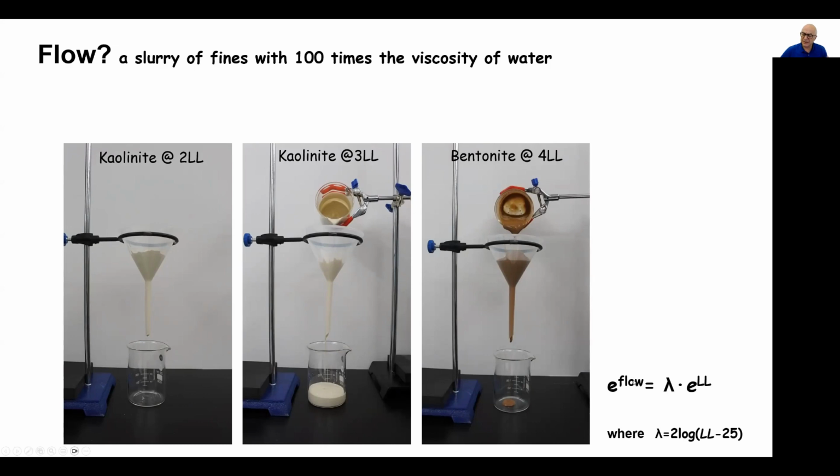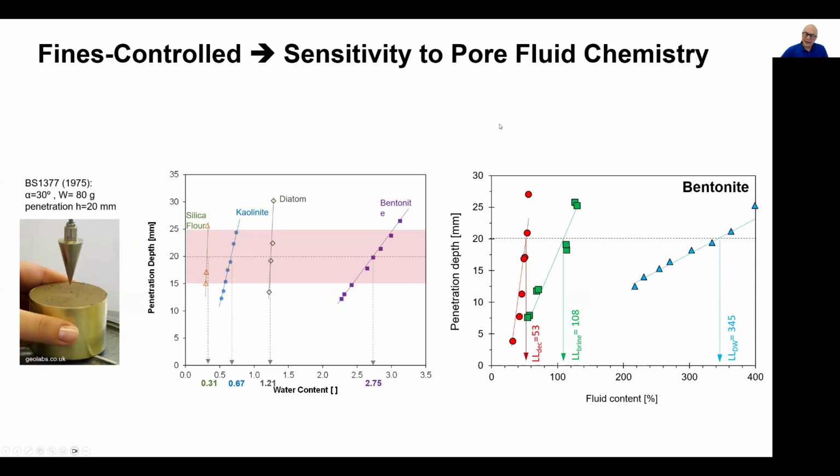Summary: we ran many of these tests, and we recognize that the void ratio for a slurry that has 100 times higher viscosity than water is related to the void ratio at the liquid limit by a factor lambda, and this is the factor lambda. It has to be corrected for the liquid limit itself. The higher the plasticity of the clay, the much higher the void ratio is with respect to the void ratio at the liquid limit.